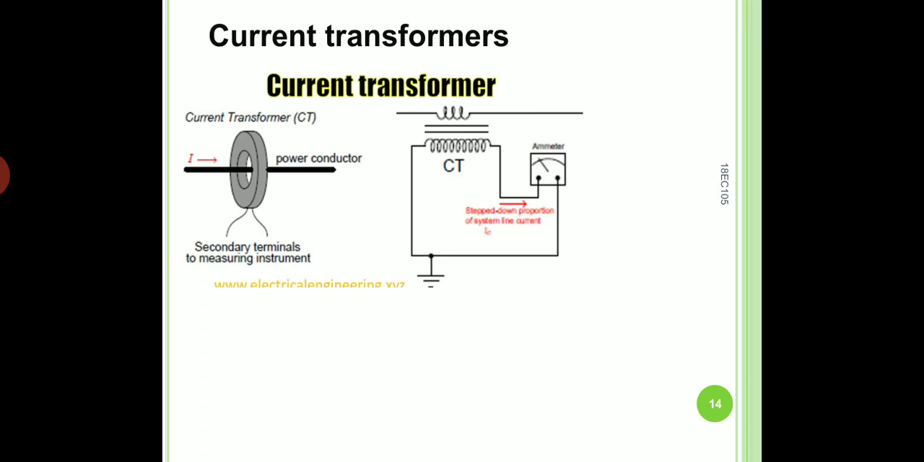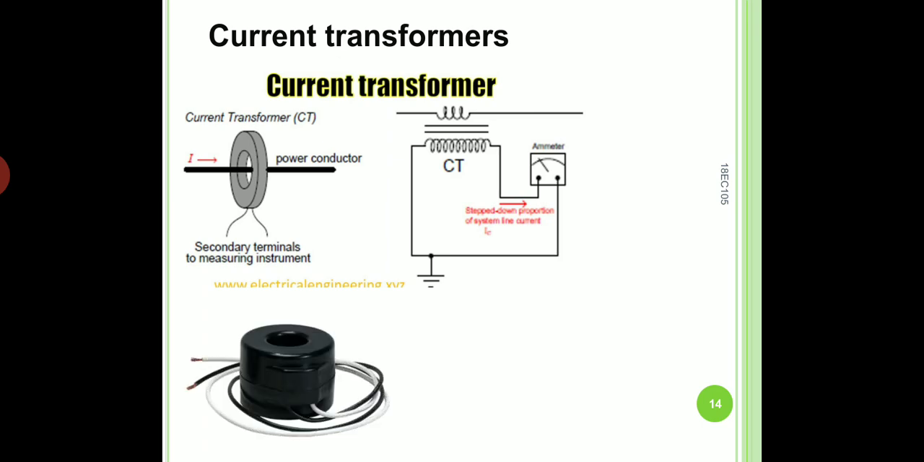There is a line, the power conductor, you can see in the left side figure, and you have a coil that is our secondary terminals to measure with the instrument. That is one method. On the right side also you can see a main line that is flowing, and then you have a winding on the secondary, written as CT for current transformer. This will sample the current flowing in the primary, and accordingly we will calibrate the ammeter. So this is again used for measurement purposes.